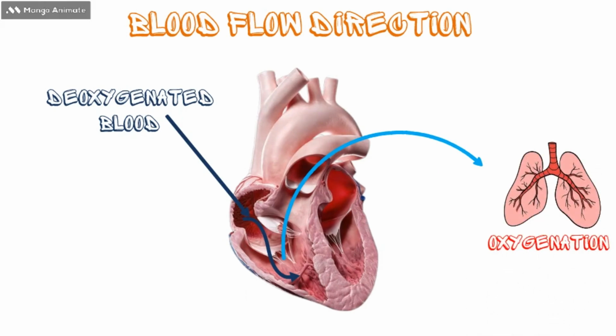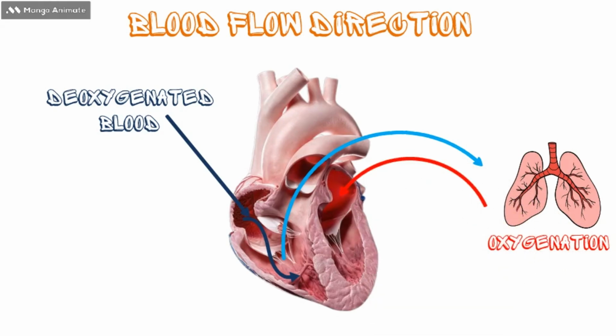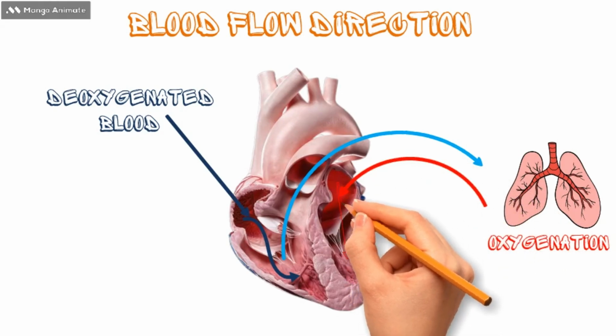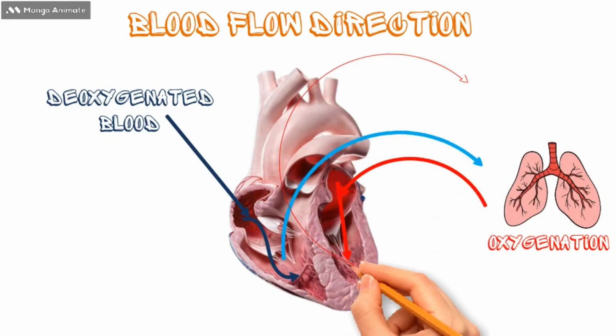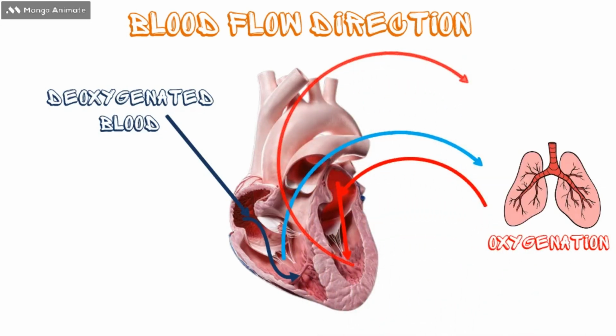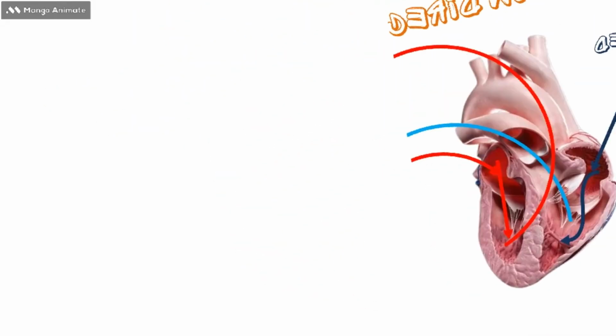Following oxygenation, the oxygen-rich blood returns to the left atrium via the pulmonary veins and then flows through the mitral valve into the left ventricle. Lastly, the oxygenated blood is ejected from the left ventricle through the aortic valve into the aorta, distributing oxygen to the entire body.